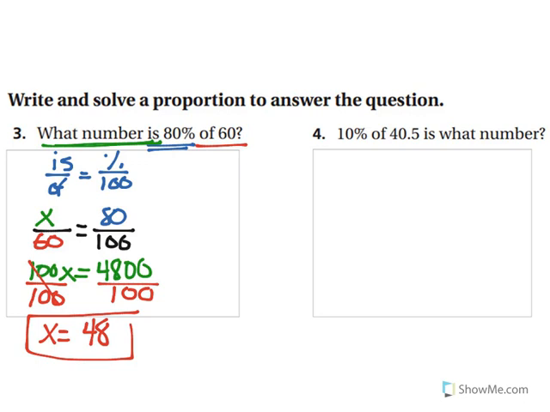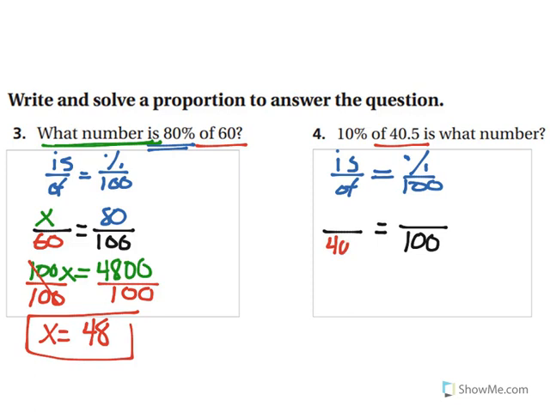Okay, let's try our last one over here, number 4. Again, I'm going to use is over of equals percent over 100. Let me fill in what I know. I got ahead of myself. I know that the 100 is 100, right? And then I know I'm of 40.5, so the of is 40.5.